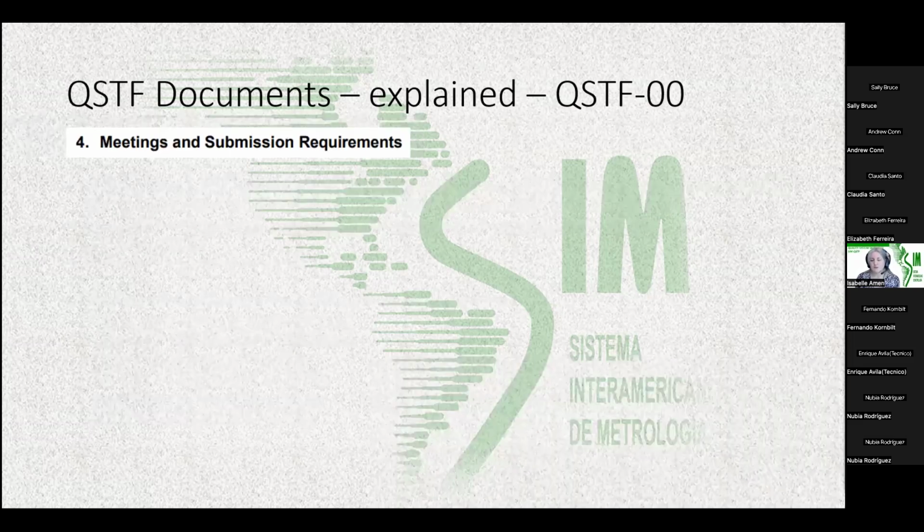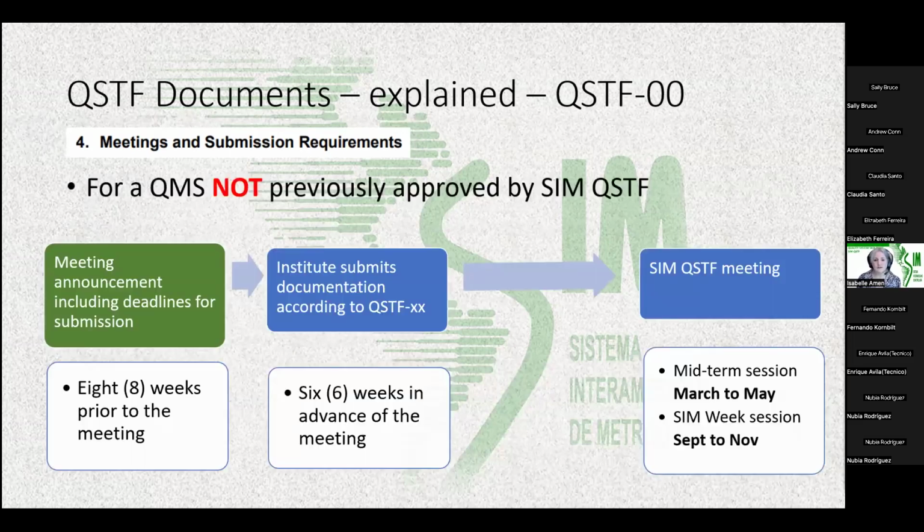In QSTF-00, then we talk about the meetings and submission requirements. So there are 2 cases. For a QMS that has not been previously approved by SIM-QSTF, this means for an institute who comes to SIM-QSTF for the very first time, they are considered a new QMS. It could also be an institute who already came to QSTF to present a metrology area, but is wishing to present a very different area and the QMS in support of these very different capabilities. So these are also considered new.